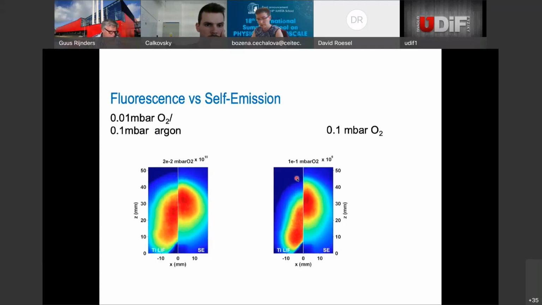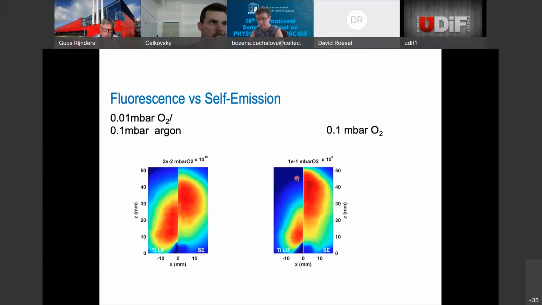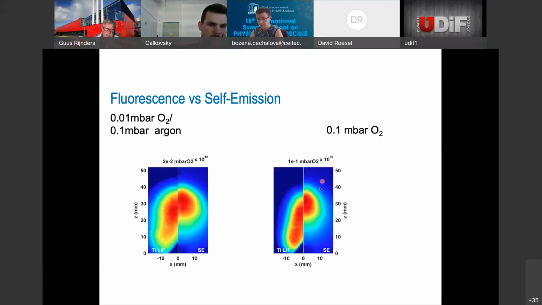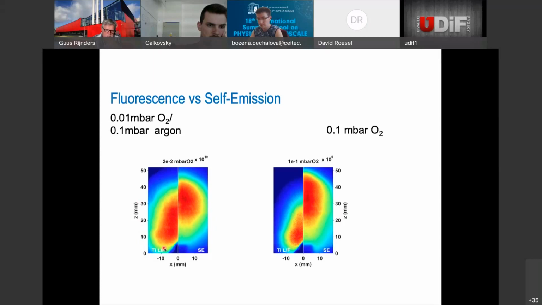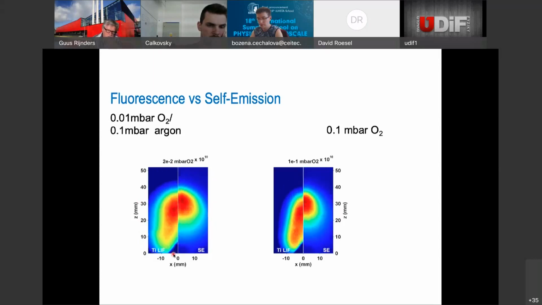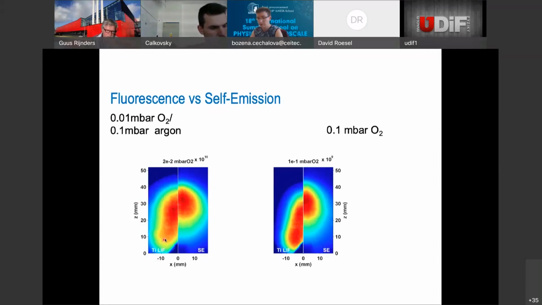Here you see movies of laser-induced fluorescence and self-emission from the plasma while ablating material. In this case, it was strontium titanate. If you just focus on this plot over here, you can see the laser-induced fluorescence data of titanium. When you ablate from a strontium titanate target, strontium and titanium come off, and this is the signal from the metallic titanium species.